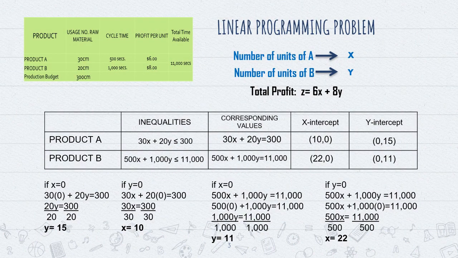Can you give it a try? Here's the answer: 30X plus 20Y is less than or equal to 300 centimeters. This expression represents the budget constraint of the problem. The total resources should not exceed 300 centimeters.